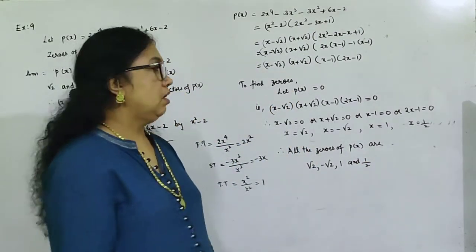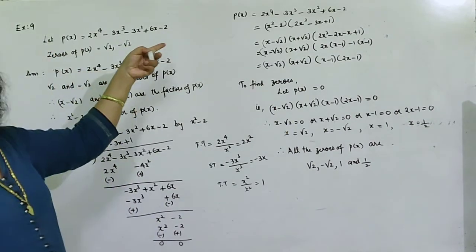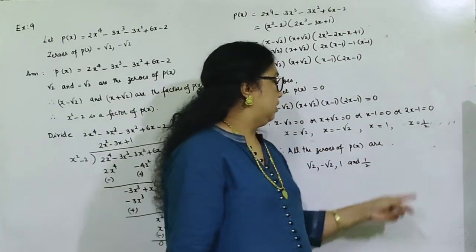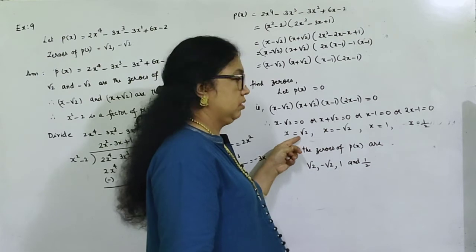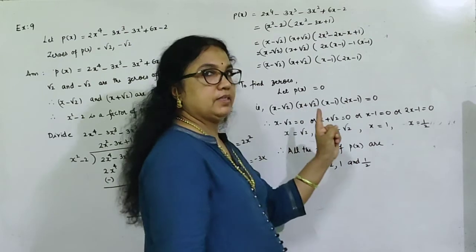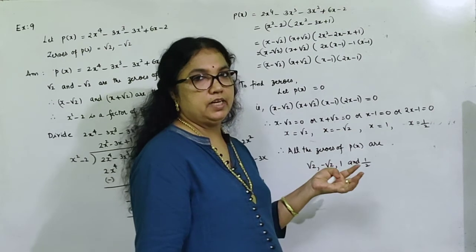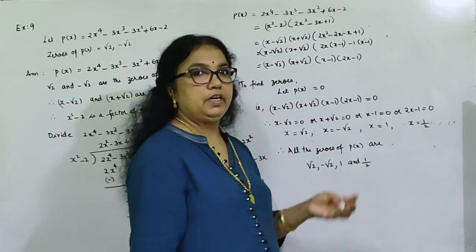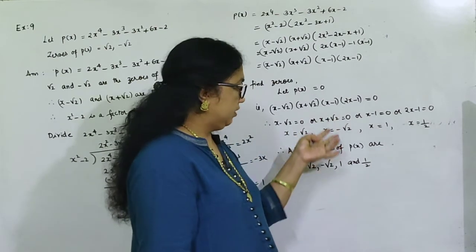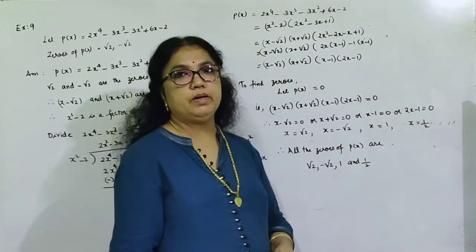Instead, if the question is the same but asks to find the remaining zeros, which means two zeros are already given, then after getting this answer, you have to leave these 2 zeros. What is remaining? 1 and half. Then you write the remaining zeros of p of x are 1 and half. So as the question asks, you write it that way. If all the 4 zeros, you write all; if the remaining zeros only, you write just those.